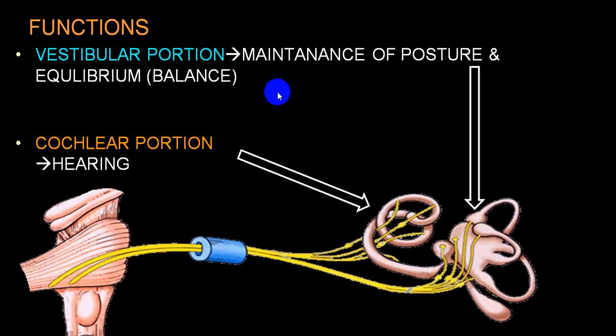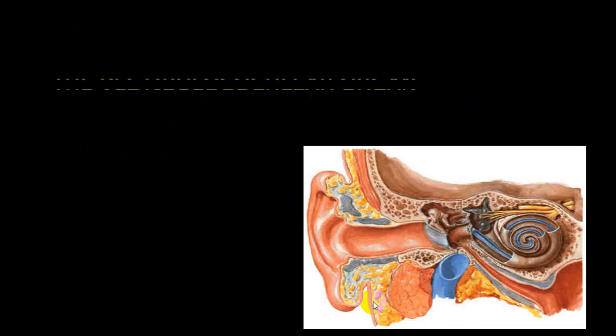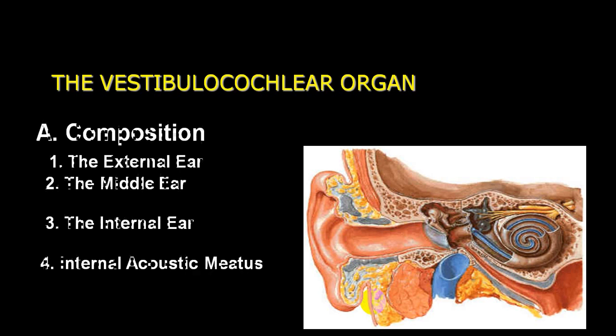So the vestibular division is for maintenance of posture and balance, what we call equilibrium, while the cochlear division is for the hearing portion. So this is concerned with hearing, and this is concerned with maintenance of balance and posture. So we'll be talking of both those parts. But before we go to that, there are different components apart from the two apparatus, that is the cochlear apparatus and the vestibular apparatus.